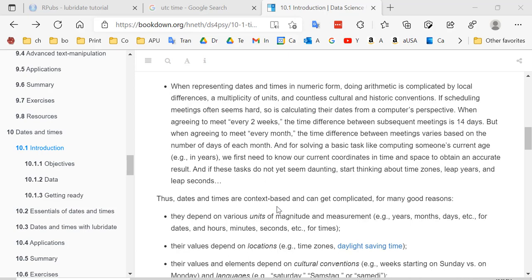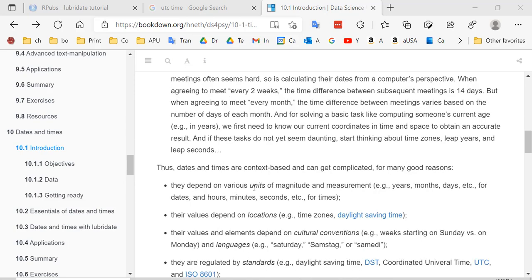Thus, dates and times are context-based and can get complicated for many good reasons. For example, they depend on various units of magnitude and measurement: years, months, days, etc. Dates, hours, minutes, seconds, or times. Their values depend on locations and time zones. Daylight savings time is something in certain countries. They change their clocks, actually. I think in November they change their clocks, and maybe sometime in the spring they change them back. It's to create more daylight, I think, during the day. So in the winter, anyway, we don't need to go into that.